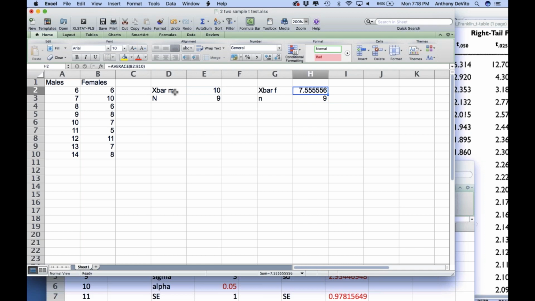And now, before I go any further, I have a mean here and a mean here, but I'm not really interested in the sample means. What I'm really interested in is the population means. So I'm going to set up a null and an alternative hypothesis. Okay, what's my null hypothesis going to be?